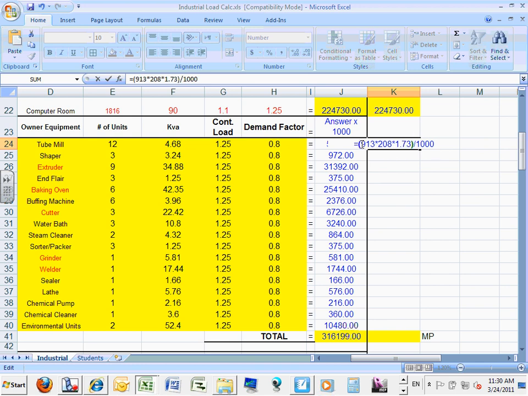You don't need the order of operation. One second, I need to. Where's the 9? Oh, not 9. I see what you mean, I didn't type it. Okay, so 13 is the amps. The voltage is 208. 1.73 is the three phase, and 1,000 is the kVA.